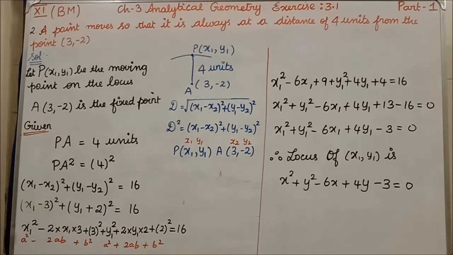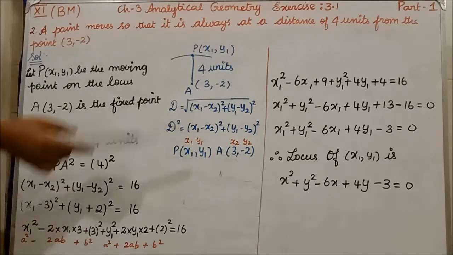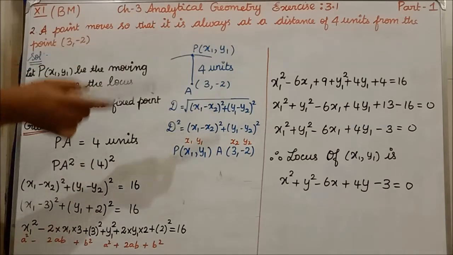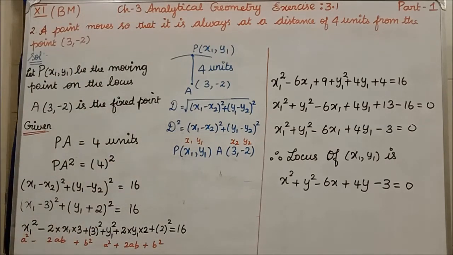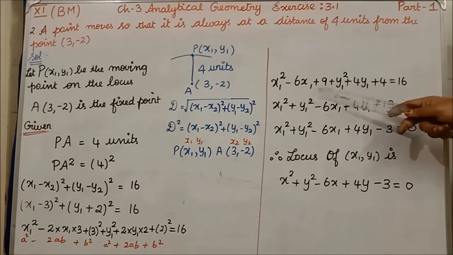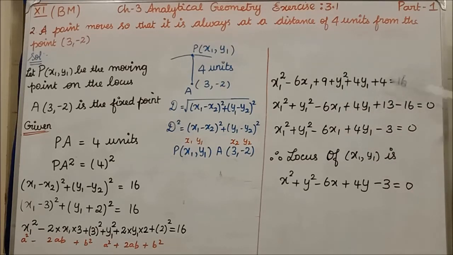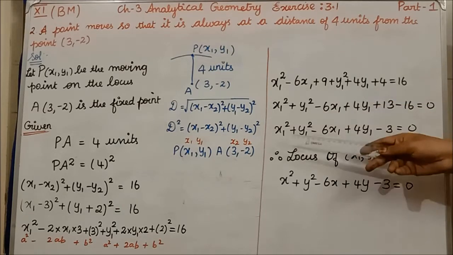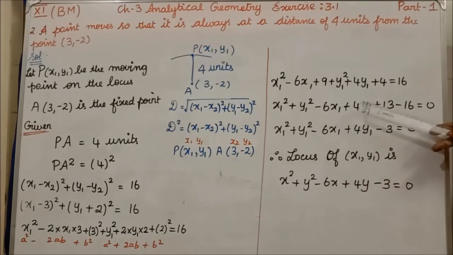Next step: x1 square, 2 3s are 6 x1, 3 square is 9, plus y1 square, 2 2s are 4 y1, 2 square is 4, is equal to 16. Now x1 square plus y1 square I write first, then minus 6x1 plus 4y1, 9 plus 4 is 13. I am taking the 16 inside. So x1 square plus y1 square minus 6x1 plus 4y1, 13 minus 16 gives minus 3, is equal to 0.